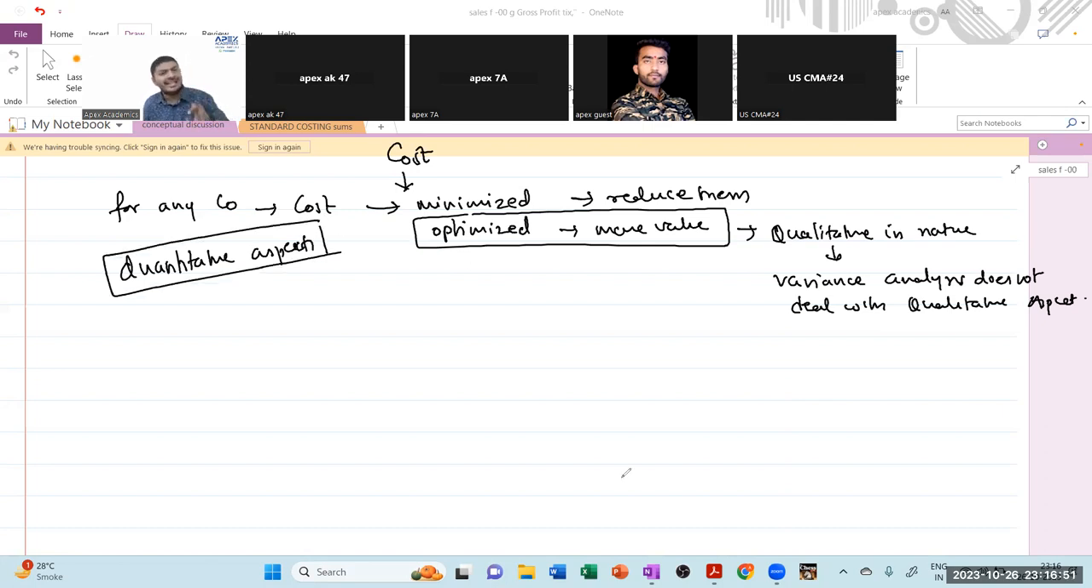We are only concerned with quantitative aspects, meaning numerical aspects. These are quantitative aspects and only they are dealt with in standard costing or variance analysis. Please keep this much in mind.